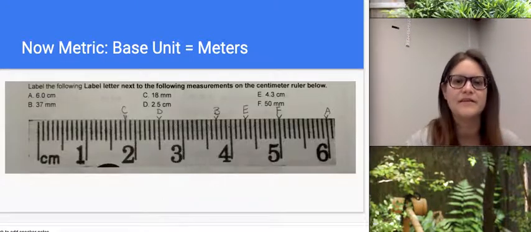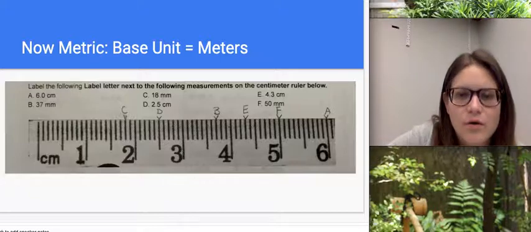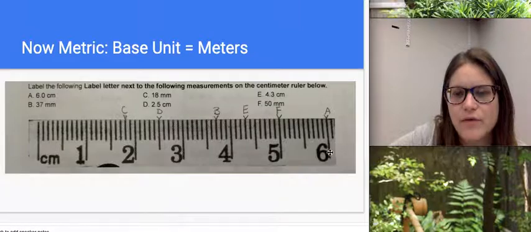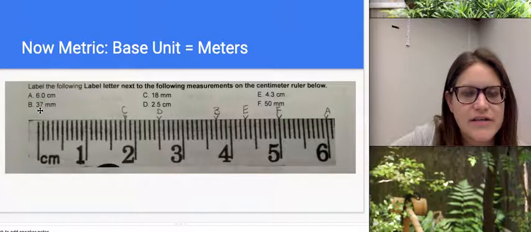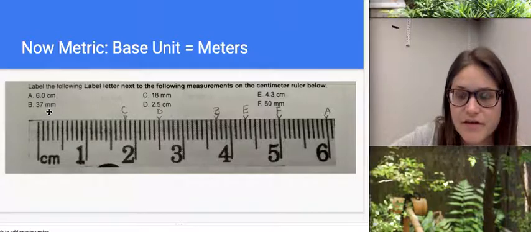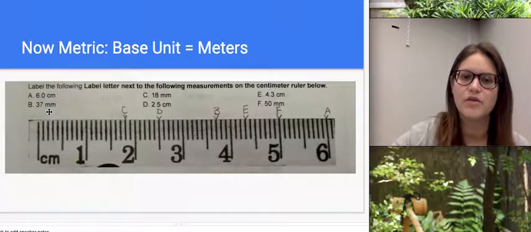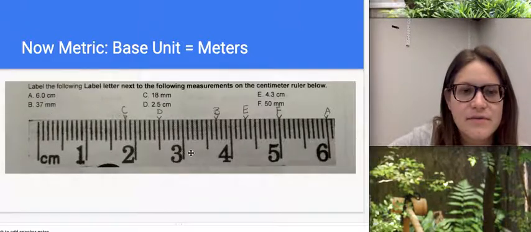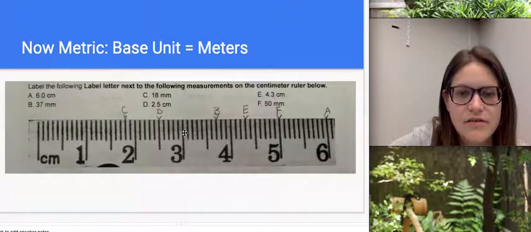Okay, now let's check your work. So A is 6.0 centimeters. That would be right on the 6 mark here. And then we have 37 millimeters. 37 millimeters would be 3.7 centimeters. So that's going to be 7 marks past the 3. So here would be 3.5 right in the middle. So 3.6 and then 3.7 is right here.